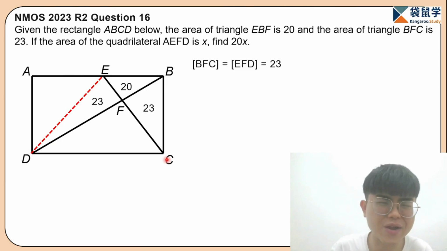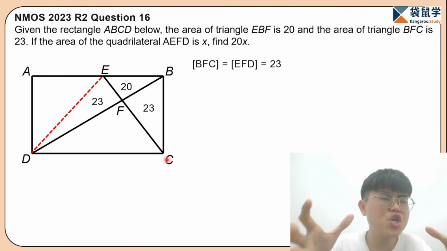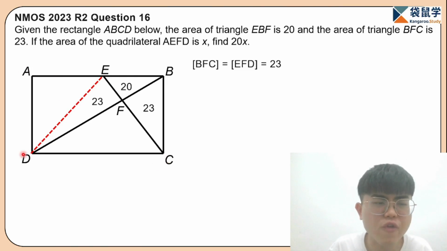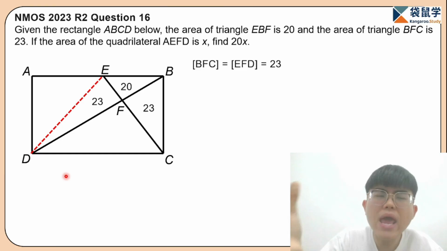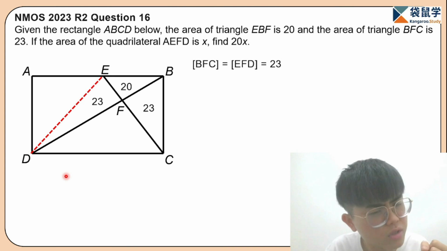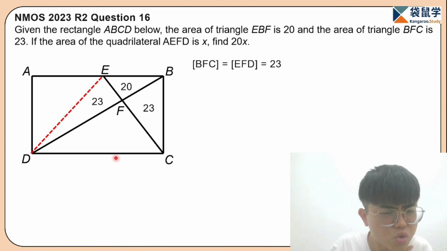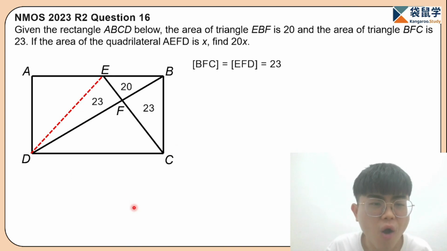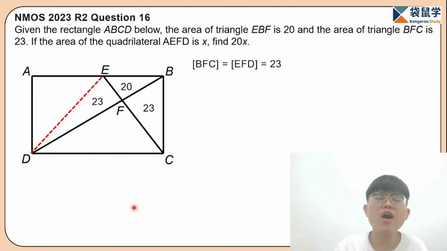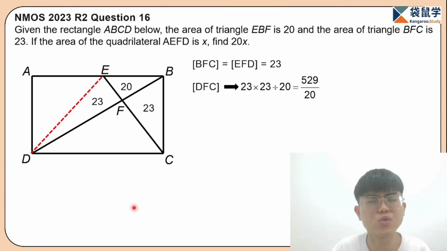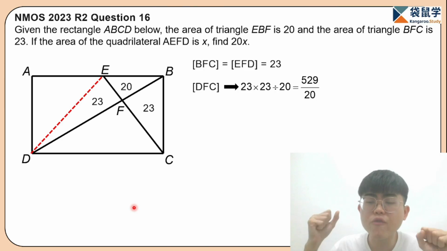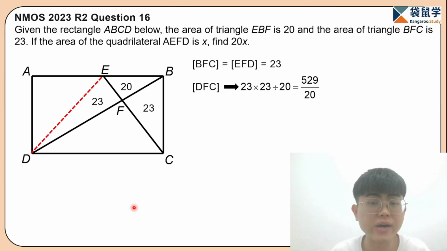Alright, so let's label it on our figure. But now we still have to find out the remaining AED over here. How do we do that? Now it seems like currently we are not able to calculate this. How about DFC? Are we able to know what DFC is? Oh, we know that the product of the areas of the two opposite triangles will be equal. So we can find out the area of DFC by multiplying 23 times 23 divided by 20. Oh, we'll get a fraction, 529 over 20.